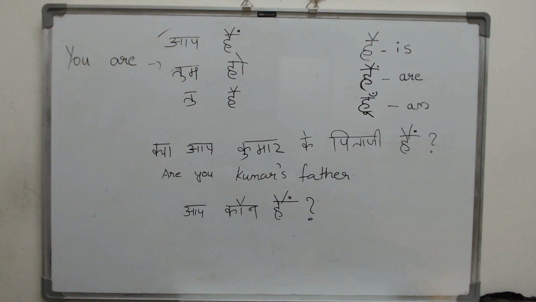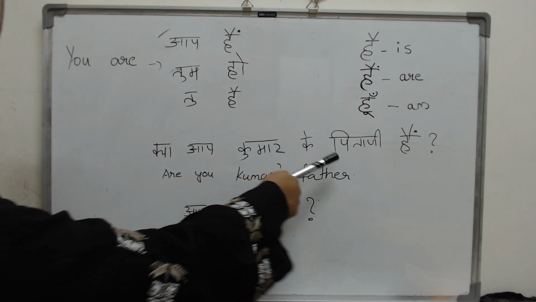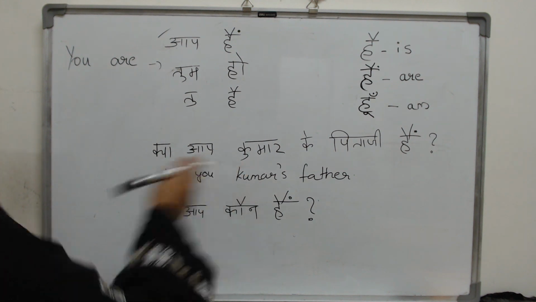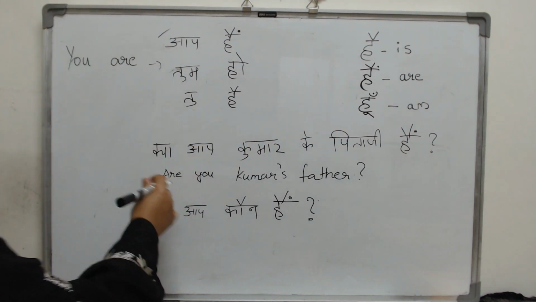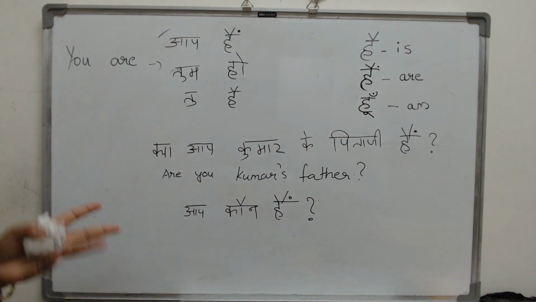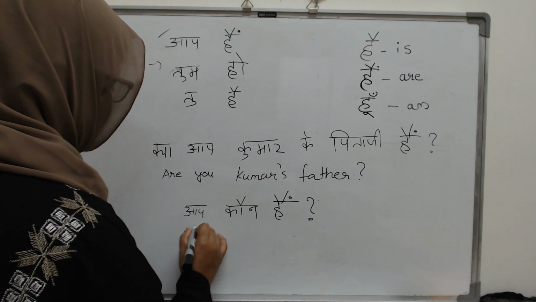The same thing as in English. For example, suppose you have the Queen of England and she is passing an order. She will not say, I hereby order. The order will be written, we hereby order. So when somebody holds a big position, they refer to themselves in plural terms. Kya aap Kumar ke pitaji hain? So he is an older person. Who is he? He is Kumar's father. So we are asking, are you? Kya aap Kumar ke pitaji hain? Aap kaun hai? Who are you?